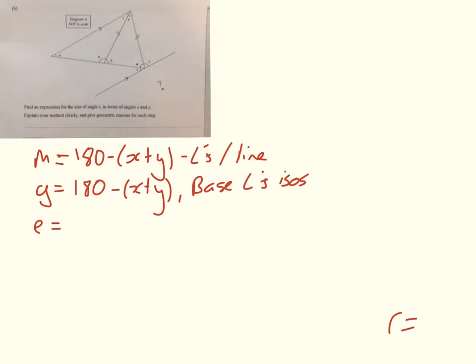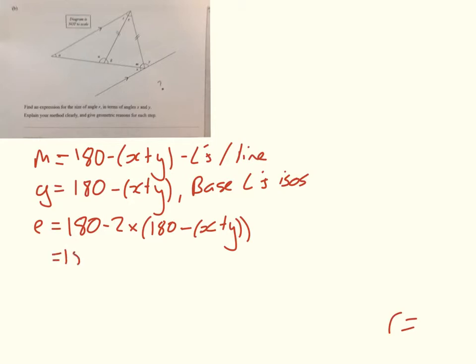180 minus M and G. And M and G are these, so it's 2 times these things here. So it's going to be 180 minus 2 times, that's a times, 180 minus X plus Y. Okay, happy? I should expand that out now, because it's going to get really complicated otherwise.